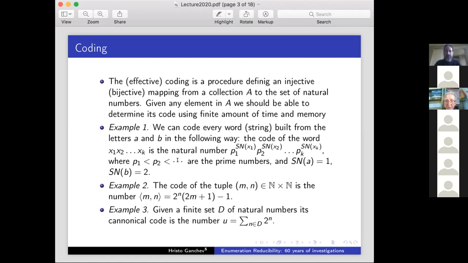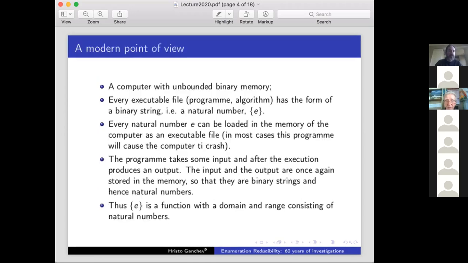If you don't know anything about what I have said till the moment, you should not care about this, because there is a modern point of view to all of this. So the best intuition that you can have about computation is that a model of computing, or a computation, is done by a computer with unbounded binary memory. So you can think of your computer or your phone or your tablet, it's one and the same thing.